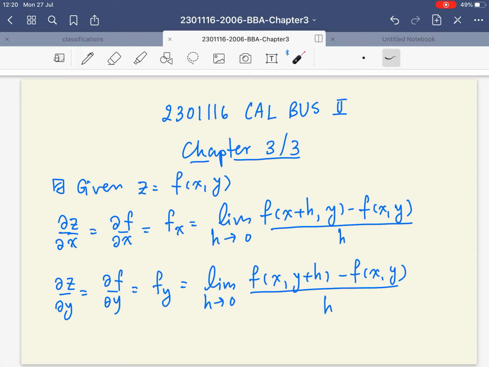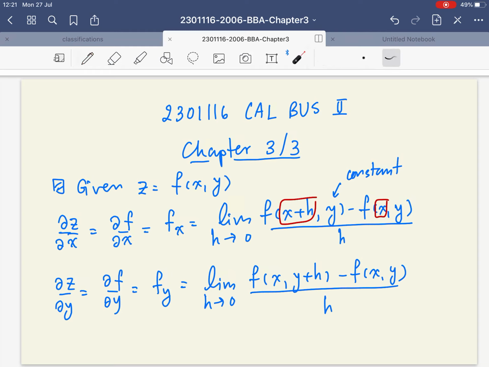Or you use a subscript, f subscript x, and it is determined by the limit as h goes to 0 of f of x plus h, y minus f of x, y over h. This means that the only thing that changes is the x variable, and y is held fixed. So, as you did in the problem, when you find the derivative with respect to x, you regard y as a constant. Only x is a variable in that consideration, and then you just find the derivative as usual.